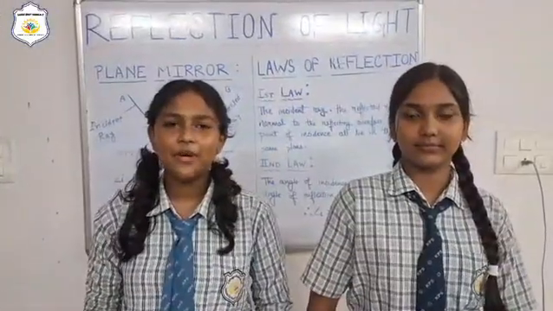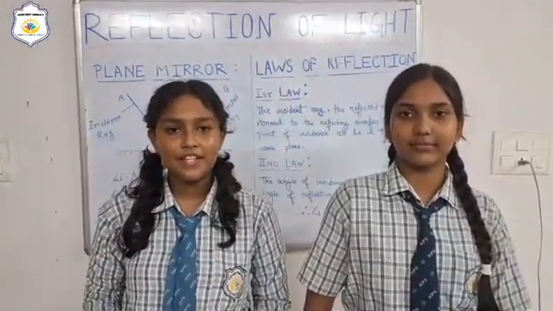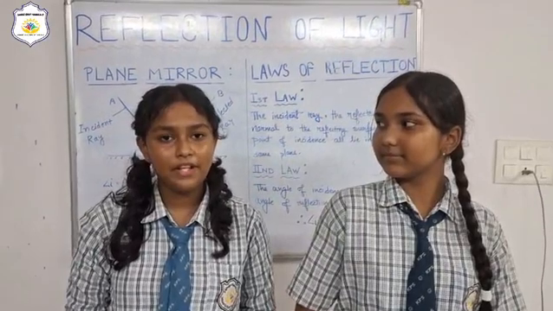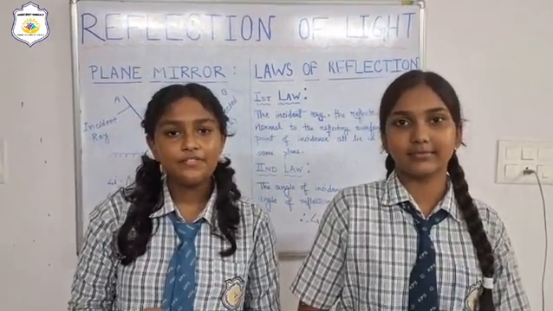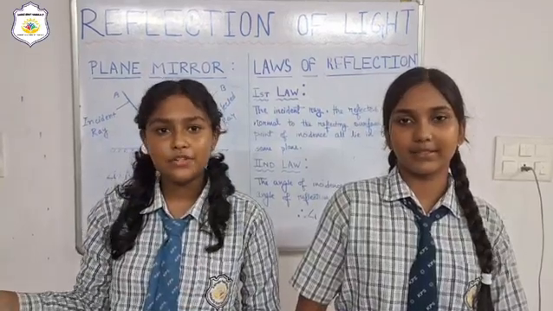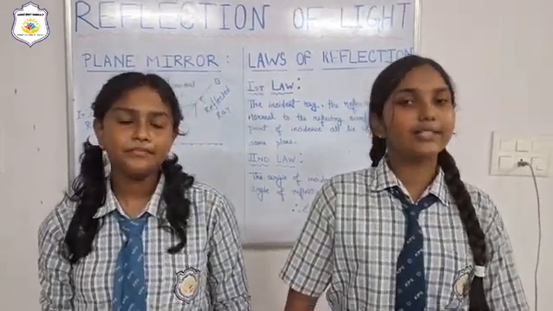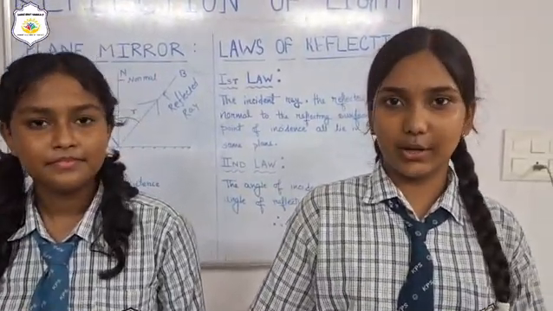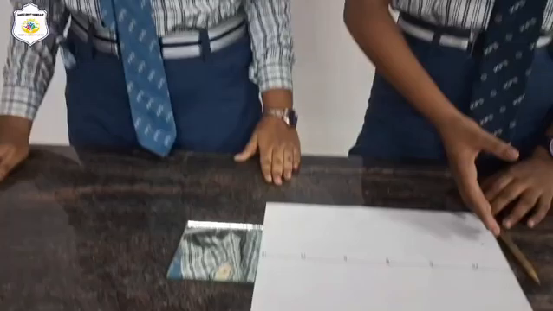As we have seen from the nature of the image that the object distance is equal to the image distance, which means that if an object is placed in front of a plane mirror, then the distance from the object to the mirror will be equal to the distance of the image produced behind the mirror. So let's prove this with an experiment. In this experiment the materials required are a plane mirror and an object.